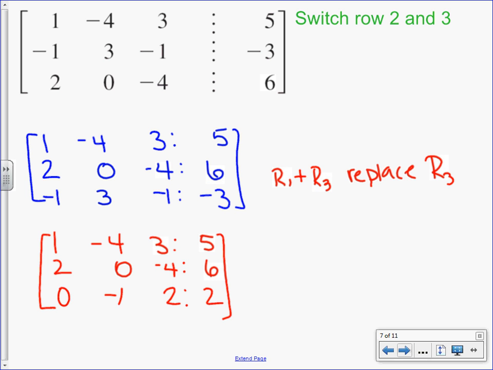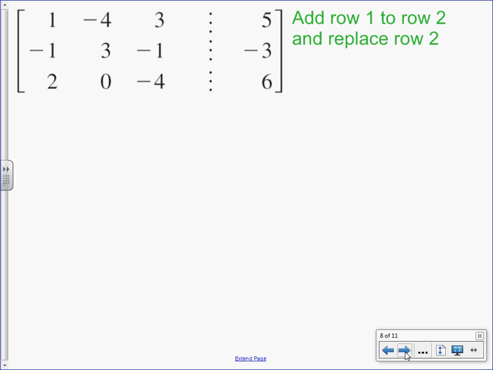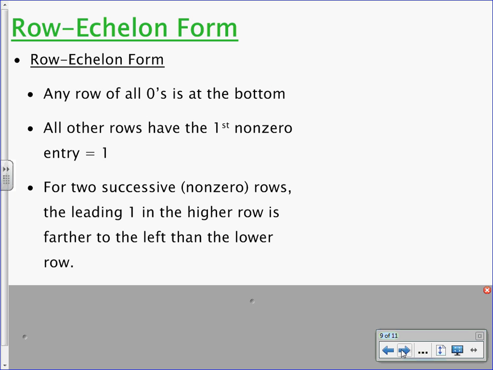Okay, we need to talk about a couple special forms of an augmented matrix. Okay, so there's 2 special types of forms. The first is called row echelon form. Okay, row echelon form means, first of all, if there's a row of zeros, it goes to the bottom.